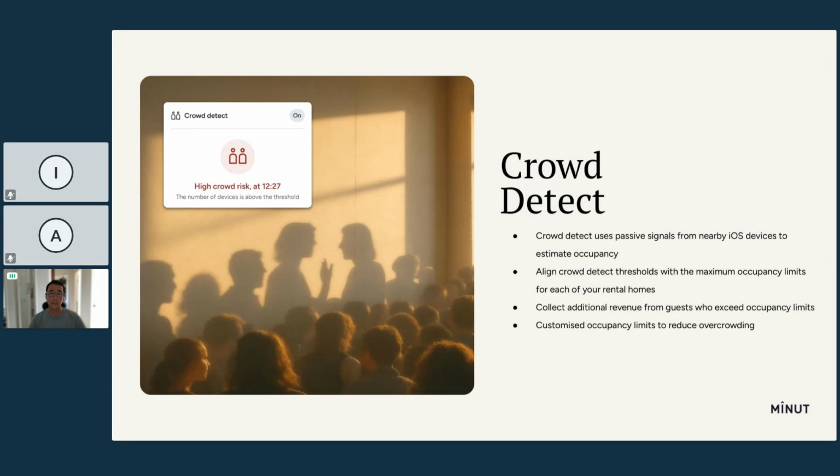Our final monitoring setting is crowd detect. Thresholds are set on a property level for crowd detect, where the occupancy levels for each of your rental units should be used as a guideline. We work off the basis that each customer has a minimum of 3 Bluetooth devices when traveling, and therefore a home with a maximum occupancy of 2 guests will create a default threshold of 6 devices for that home.